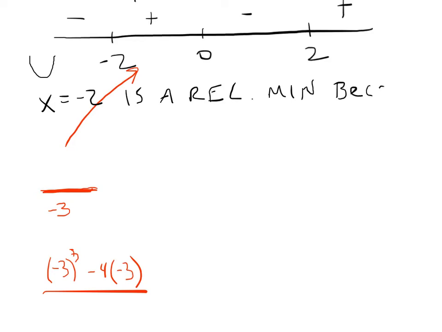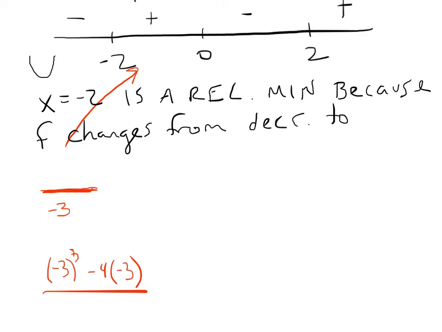Because, and here's our justification, we have to be very specific when we do the justification. Because f changes from decreasing to increasing. At 0, we went from going up to going down. That makes 0 a relative maximum.